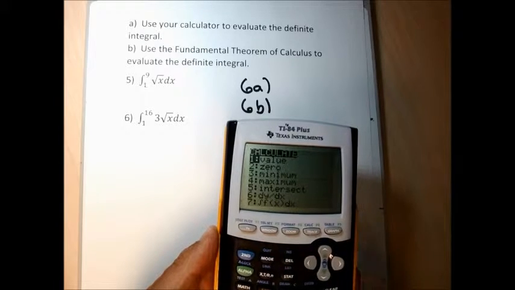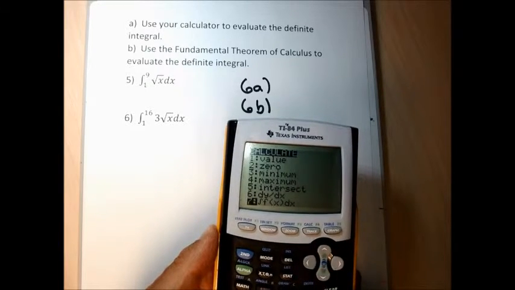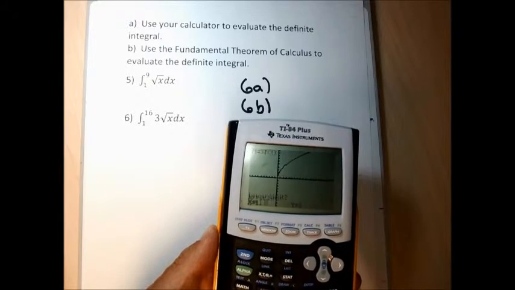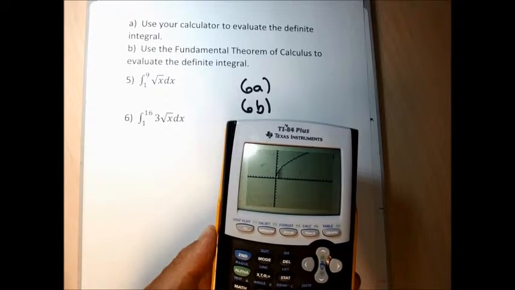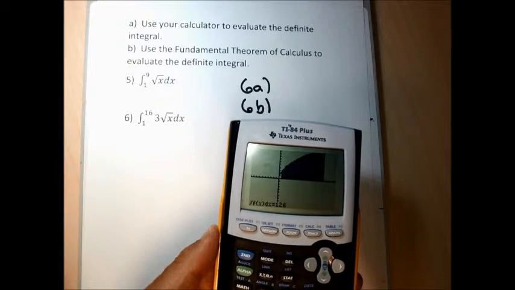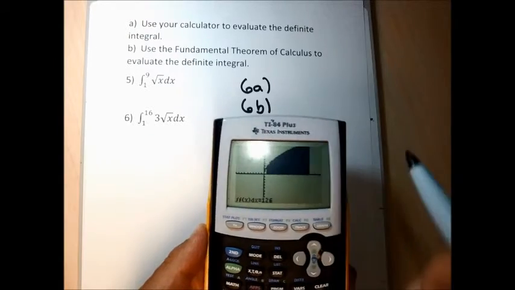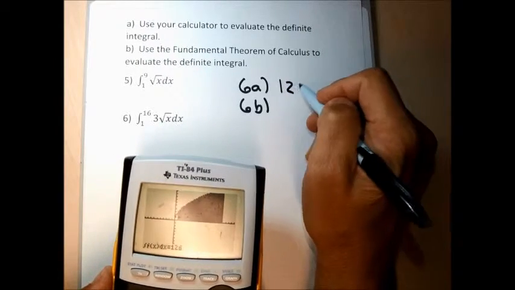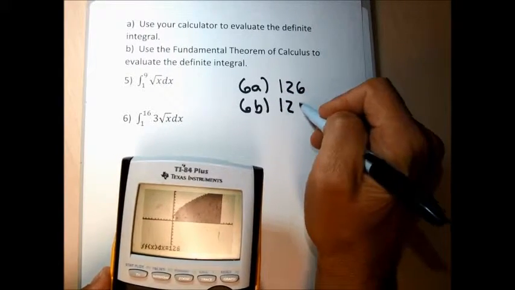I'm going to go second calc now, go down to option 7. Lower limit is 1, upper limit is 16, and my area is 126. Wow. So that's going to be the answer to parts A and B.